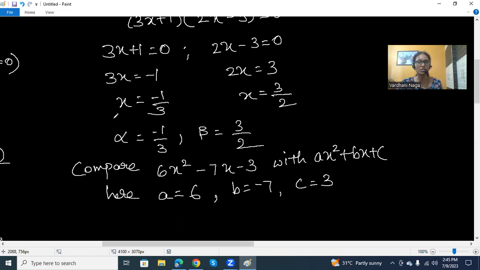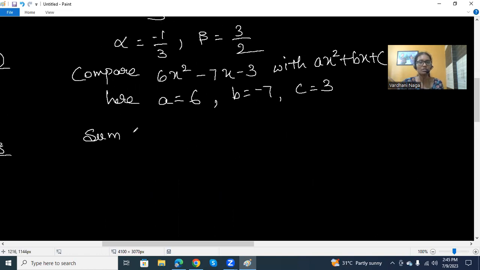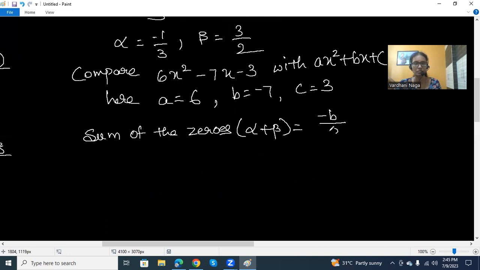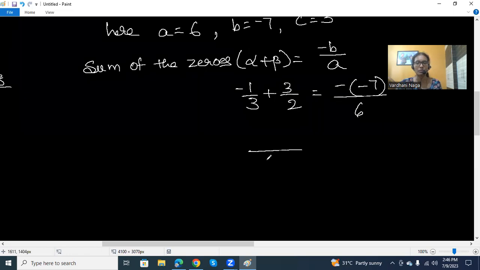Let's verify the zeros and the coefficients. Sum of the zeros: alpha plus beta is equal to minus b by a. Alpha value is -1 by 3 plus beta value is 3 by 2, equals minus of b value, -7, by a value 6. Two unlike fractions, take the LCM before adding. 3 2s are 6, 6 is the LCM. This 3 divides 6 2 times.